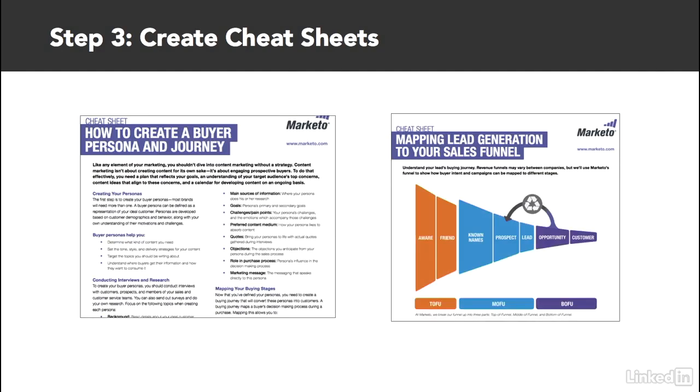Step number 3, create cheat sheets. Cheat sheets are smaller, more digestible pieces of content that range in length from about 1 to 2 pages. Go throughout your big rock piece of content and pull out items that you think could make a good cheat sheet. Our examples here, we have one on how to create a buyer persona and a buyer journey. This is a simple, easy exercise that was about 1 to 2 pages. And then mapping lead generation to your sales funnel. Another quick cheat sheet. Some of these can even be printed out by your readers and posted on their desks. The idea is to give them something easy to digest and scannable.